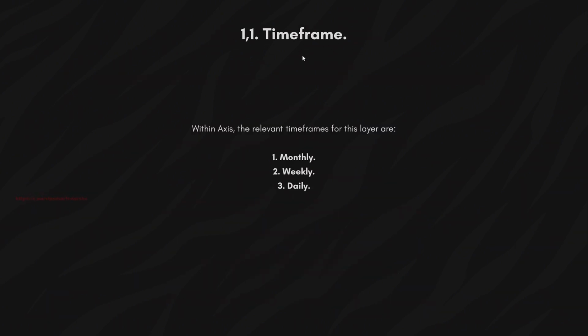So first of all, we've got the time frame, and within the access system, the relevant time frames for this layer are the monthly, the weekly, and the daily time frames. What this means is that you're going to start your analysis with the monthly time frame at the start of the week, and then using the concepts that I'll be showing you in the next slide, you will be building a directional idea, then establish a directional bias from that idea.